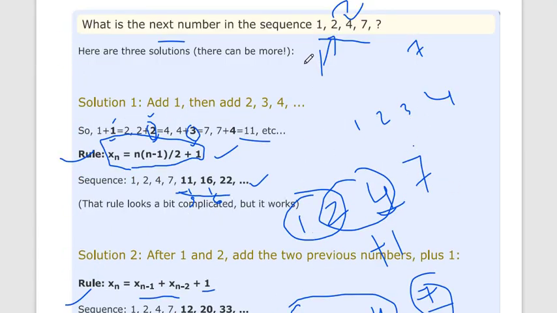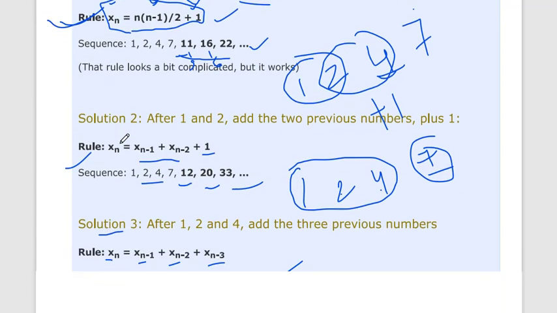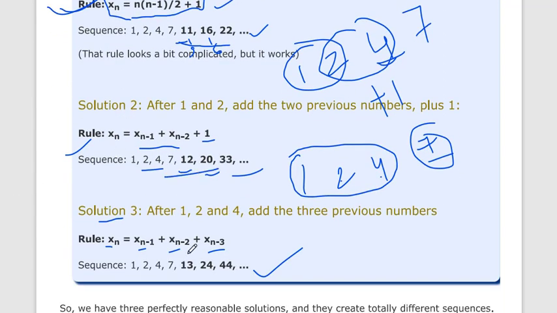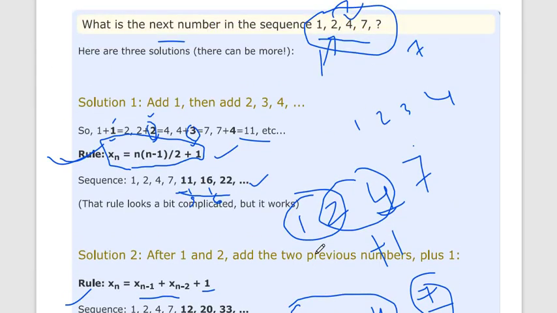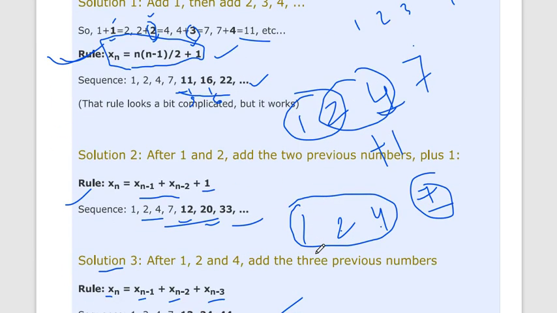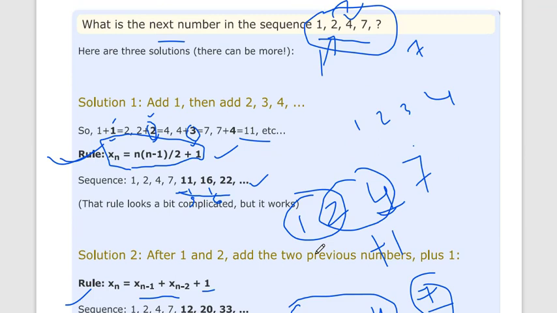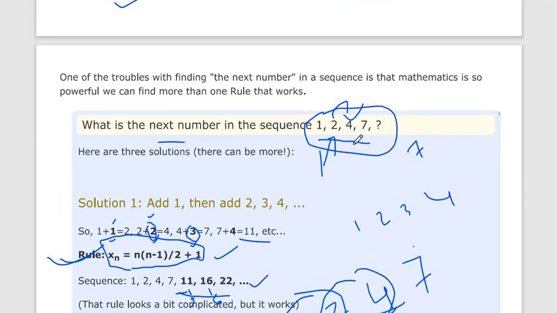So you can see that for the very same sequence we have 3 different types of rule and 3 different types of sequence, and all these rules are true for this sequence. Okay, so it is not always true that a sequence has only one rule. It may have 2 rules, 3 rules. Anything is possible.